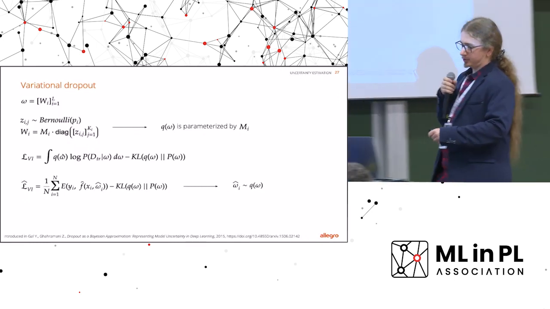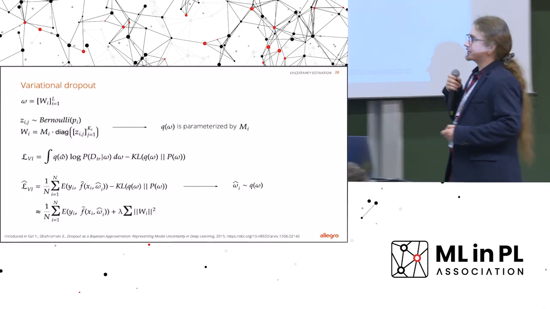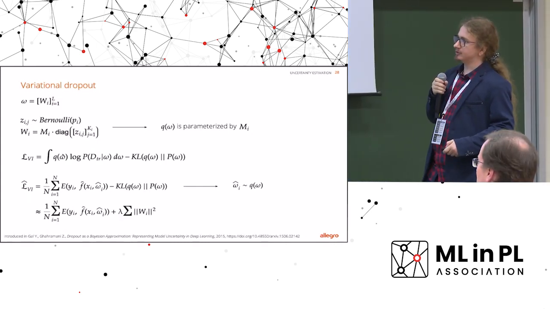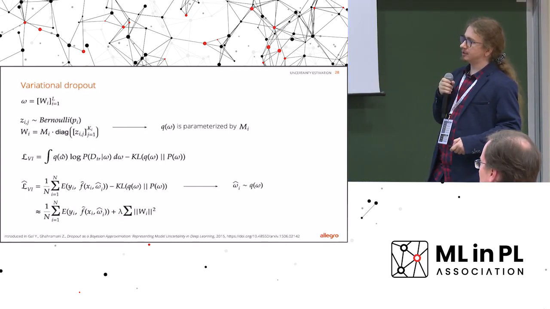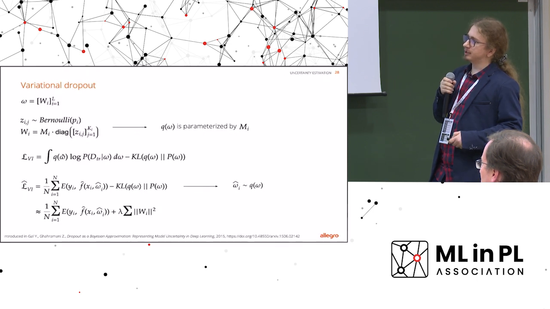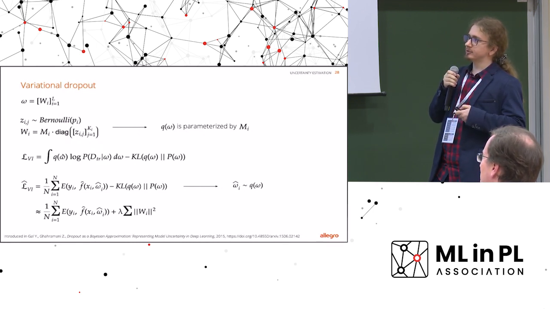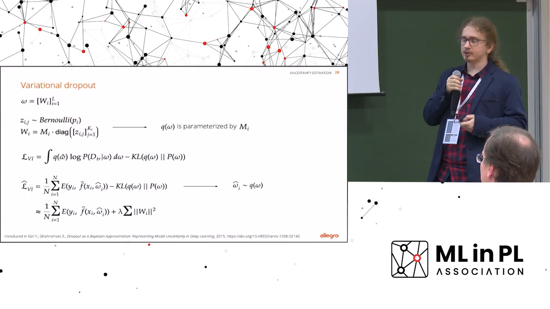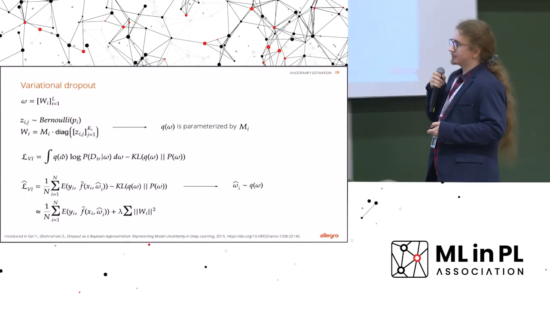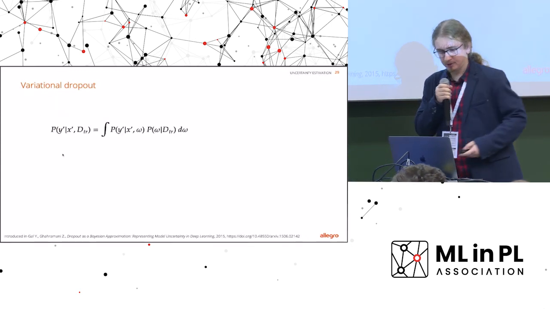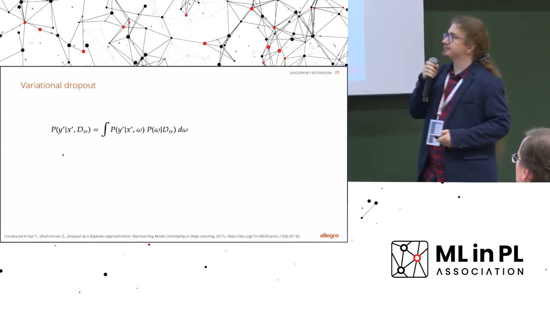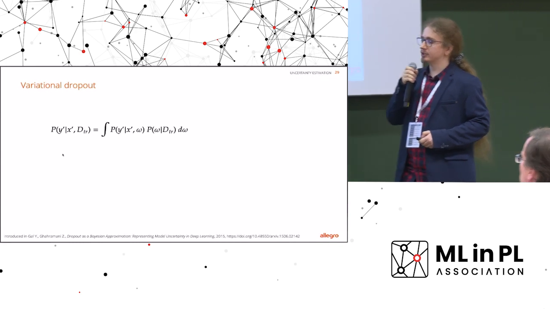And then when we also approximate this second term, for the details you can look in this paper from Gal and Ghahramani, we get a term like this. And this is just a regularized loss function. So with this, we see that training a neural network with dropout is equivalent to training a Bayesian neural network with variational inference.